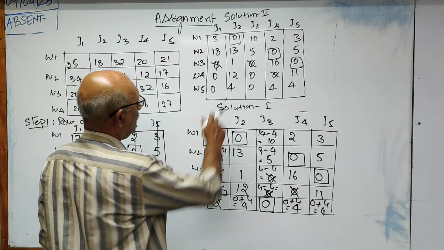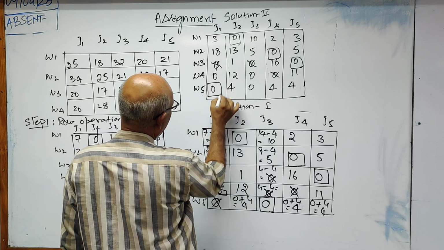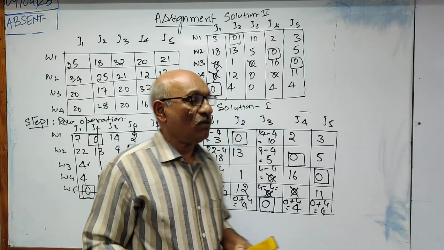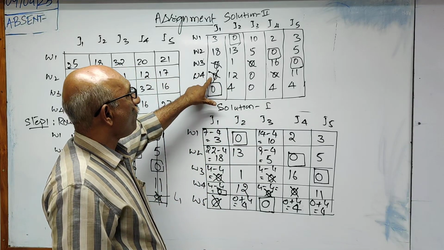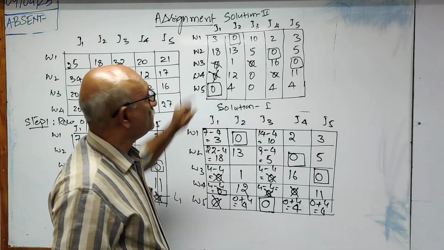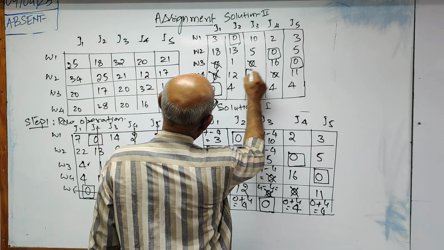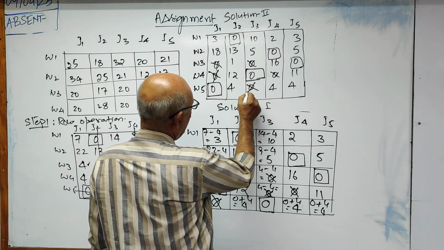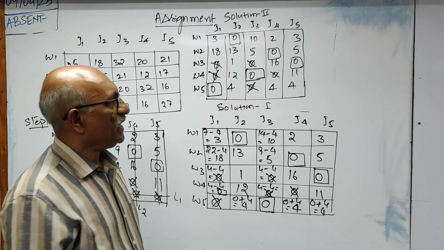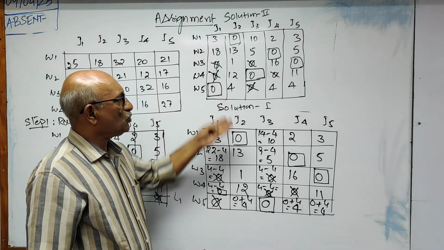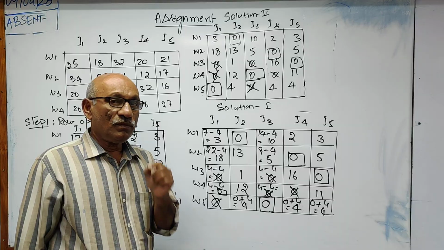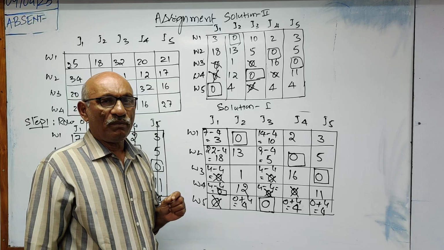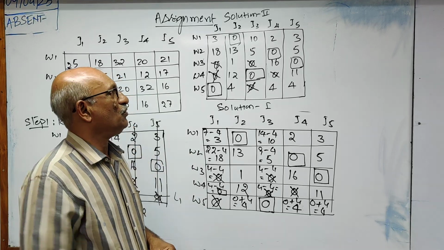Come to this. This time job number 1 I am assigning to worker 5. Since this job cannot be assigned to any other worker, therefore this option is eliminated. Job 3 I am assigning to worker 4, and this job cannot be assigned to any other worker. This is eliminated. So there are two solutions. That is, this is an assignment problem, that too unbalanced assignment problem with multiple optimal solutions.